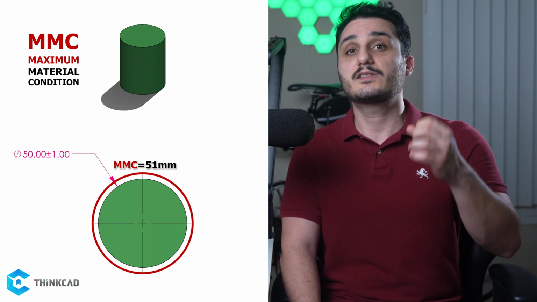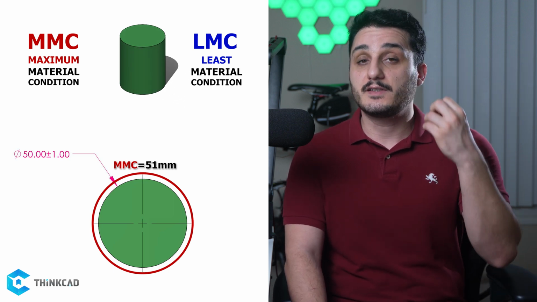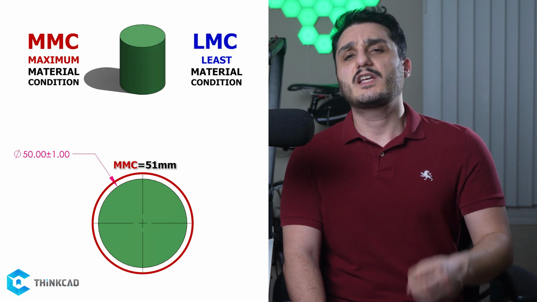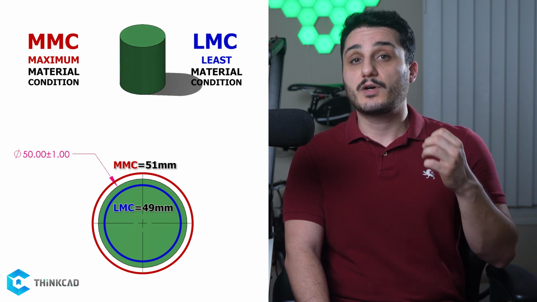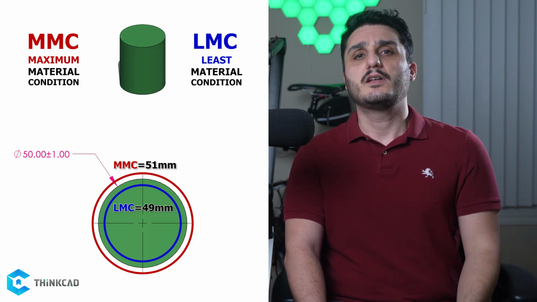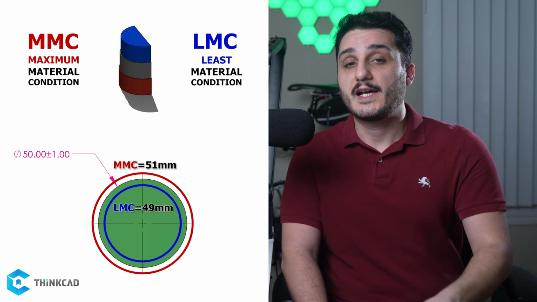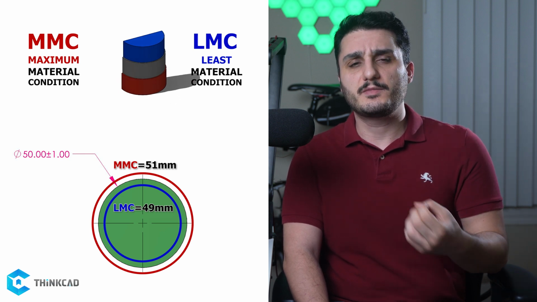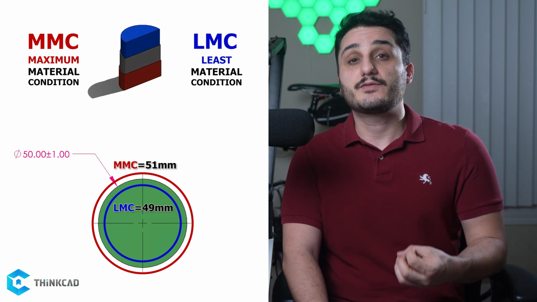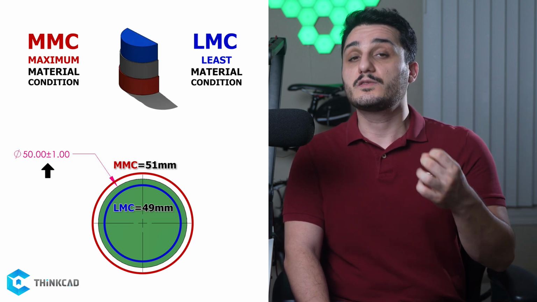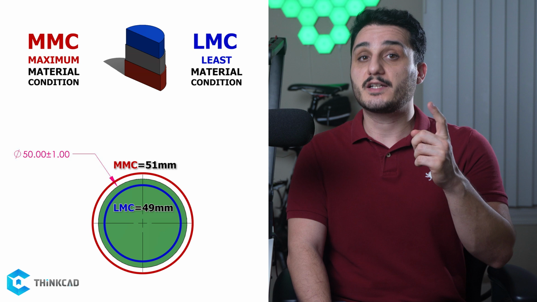Now, as you've probably guessed, LMC is the exact opposite. It is the state that your feature has its least amount of material. So in the same example, our LMC is 49 millimeters because it gives us the least possible amount of matter. Easy, right? This is our cylinder in 3 levels. In the bottom, I have its MMC, and on top, I have its LMC, and in the middle, I have my nominal 50 millimeter size. Let me also emphasize that I have used symmetry tolerance, and that is the only reason my nominal size is in the middle. It is definitely not a necessity, so keep that in mind.